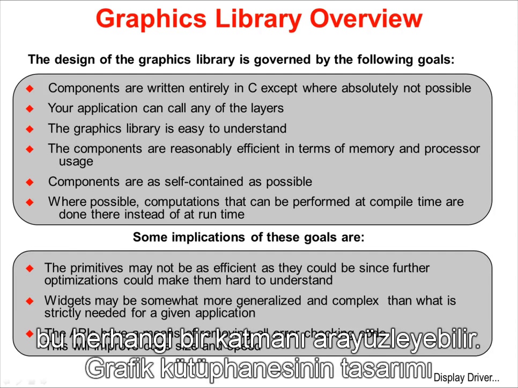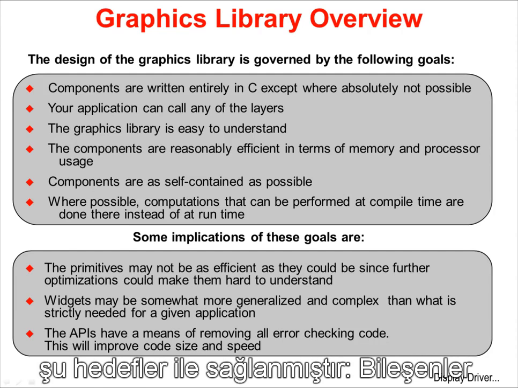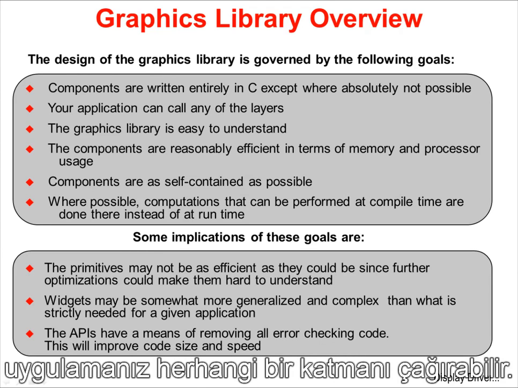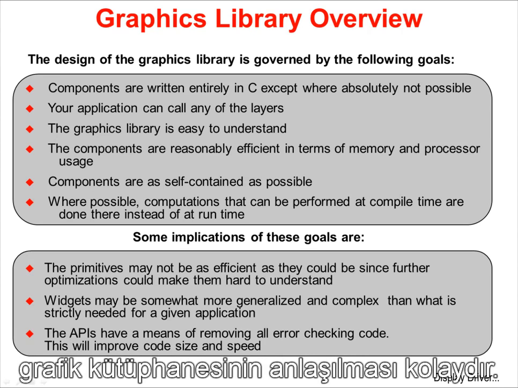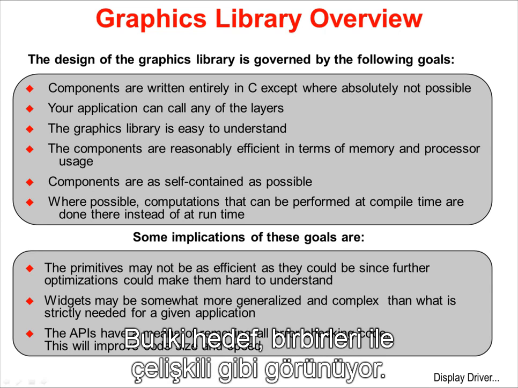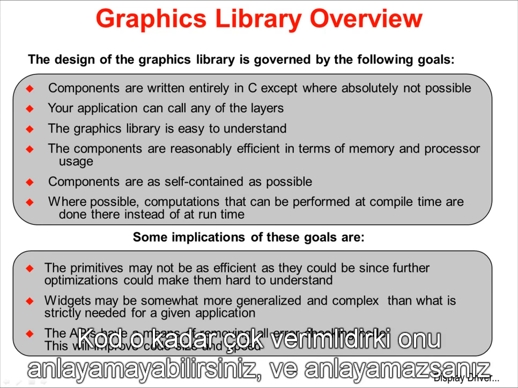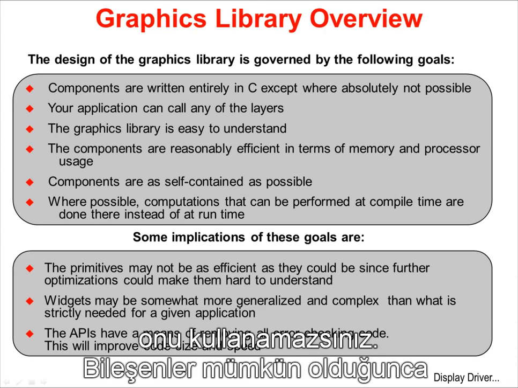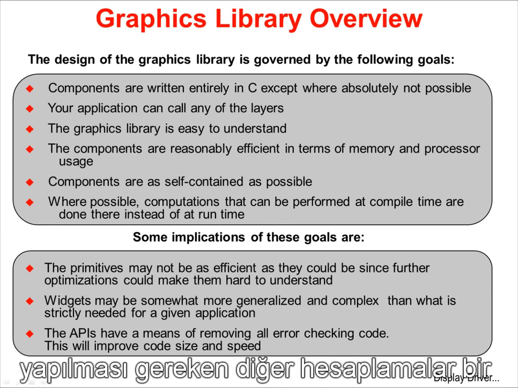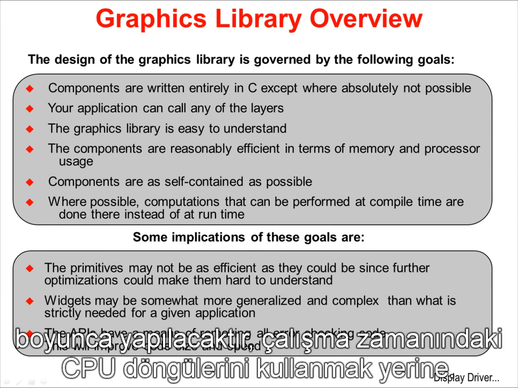The design of the graphics library has been governed by the following goals: that the components have been written entirely in C except where absolutely not possible, that your application can call any of the layers, that the graphics library is easy to understand, and the components are reasonably efficient in terms of memory and processor usage. Those two goals can be somewhat at odds with each other. Code can be so efficient that you can't understand it, and if you can't understand it, you're not going to be able to use it. And that the components are as self-contained as they can be. Where possible, any of the computations that need to be performed will be performed at compile time instead of using up cycles on your CPU at runtime.